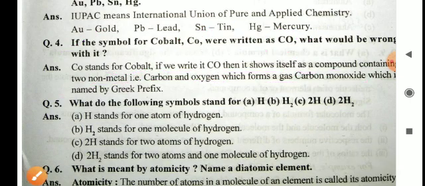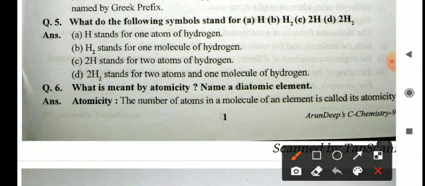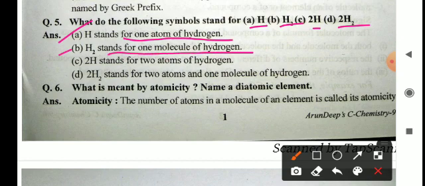Okay, now what do the following symbols stand for: H, H2, 2H and 2H2? H stands for one atom of hydrogen, H2 stands for one molecule of hydrogen, 2H stands for two atoms of hydrogen, and 2H2 stands for two molecules of hydrogen gas.